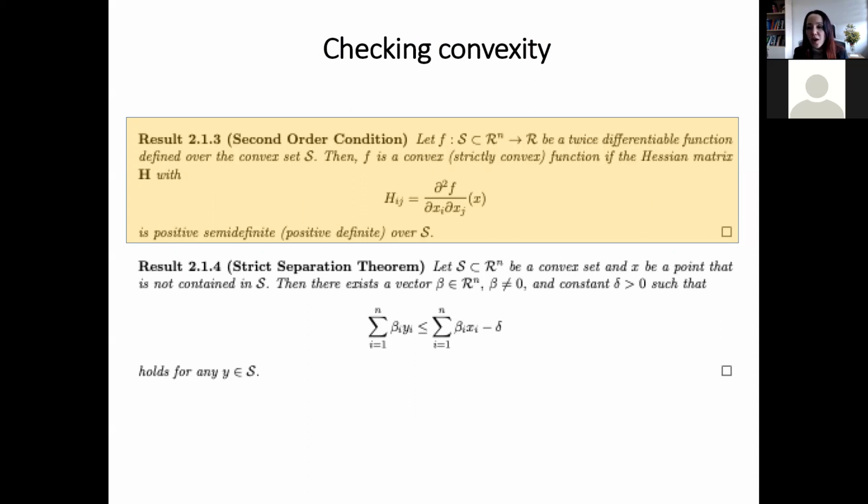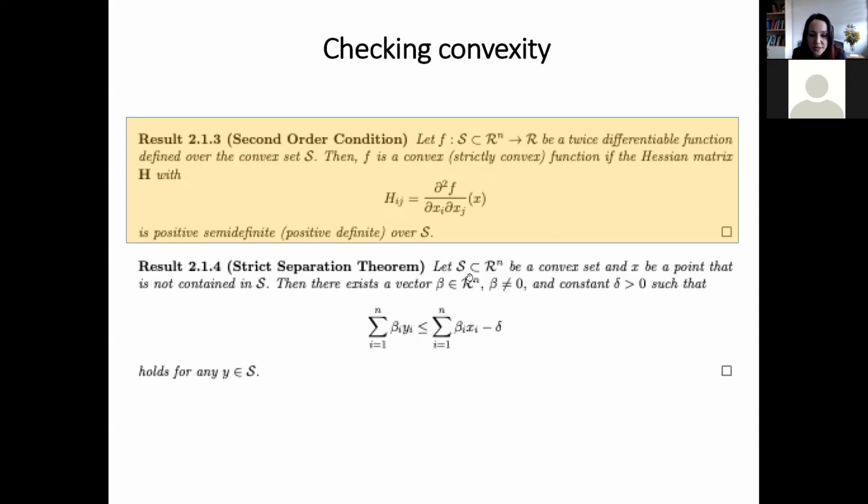Now, so far we have understood the definition of convexity and how to check for convexity. Now, there is an interesting theorem that you may not have heard before, and it is going to be used in several results later on in this course. So it's a good time to discuss that. It's the strict separation theorem.